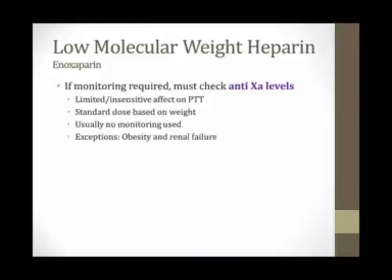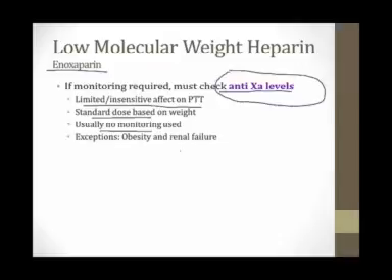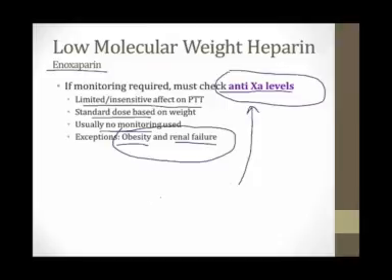There are some special circumstances where we do want to monitor the effects of enoxaparin on the coagulation cascade, and in these situations we use a special blood test that is only used for enoxaparin, and that's called an anti-10A level. The reason we use this special test is because, like I showed you on the last slide, enoxaparin has a limited and insensitive effect on the PTT. Usually a standard dose is used based on weight with no monitoring, but the two exceptions where we sometimes use this anti-10A level are in patients who are obese or patients with renal failure. In these two situations, there can be an unpredictable effect of low molecular weight heparin, and for that reason an anti-10A level is sometimes monitored.